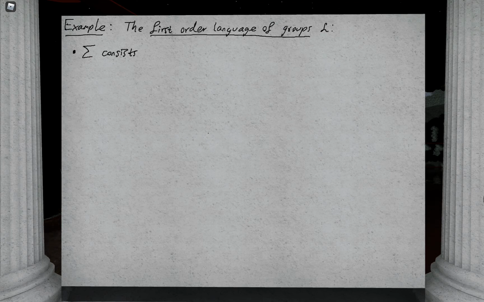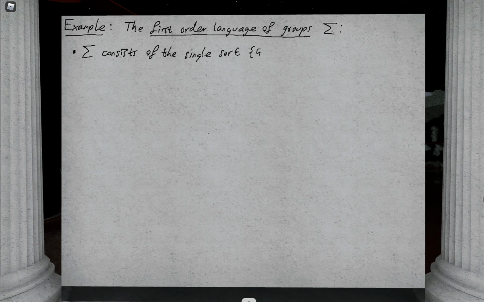Wait, you said in the notes the first order language of groups L, and then you said sigma consists of the single sort. Oh, yeah, so I did. Okay, that's not very elegant. Which one do you want me to use? I kind of want to use neither of them. Just use sigma, I think. Get rid of the L. What did I do down here? I've got a third notation for it later, which I also disagree with. Okay, we'll catch that and fix that up.